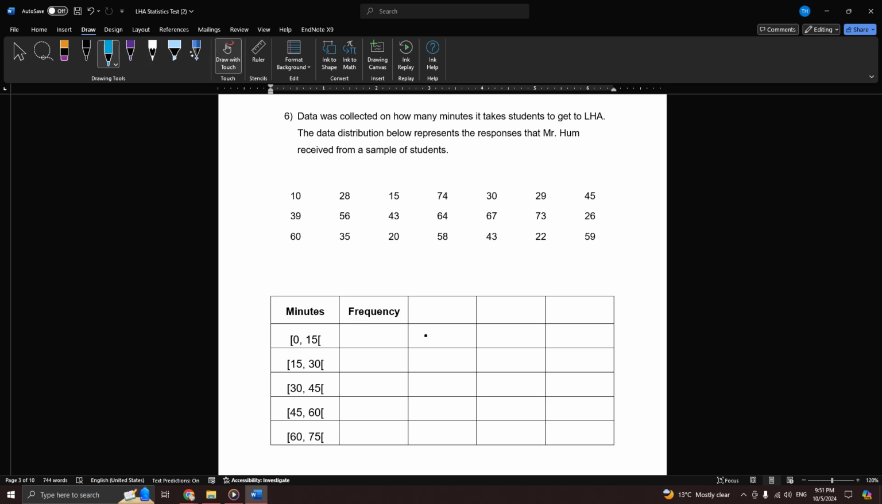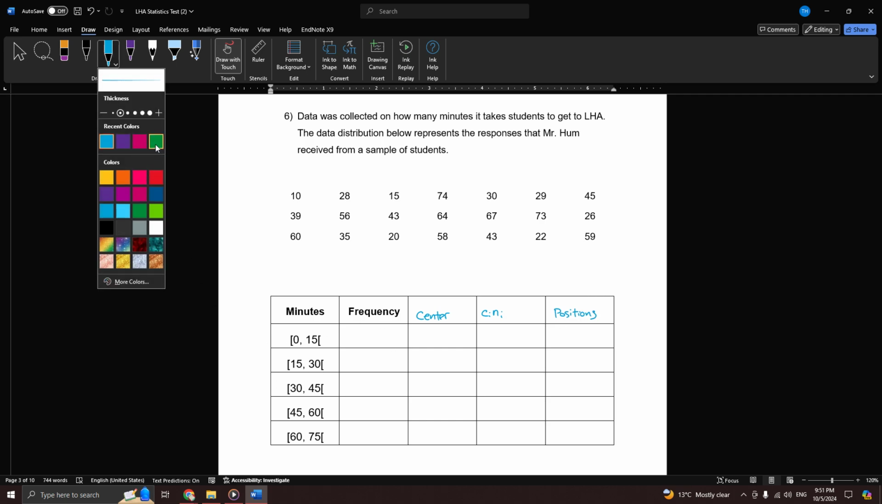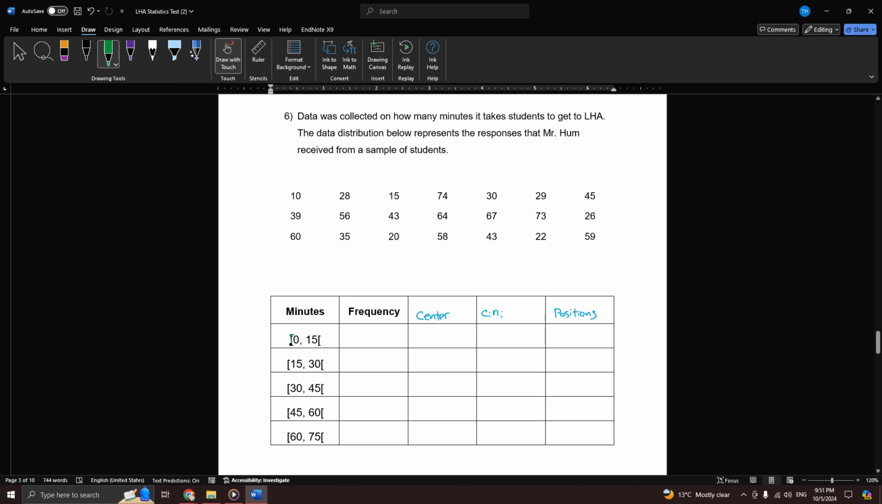Usually a big hint when we give you a table. Here we're going to have the center, like we did above. Here we're going to have our CI NI. And here we're going to have our positions. Let's go through these one row at a time. So, 0 to 15, remember, is just the interval from 0 to 15. It's all the numbers from 0 to 15, including 0, because we're hugging the 0.